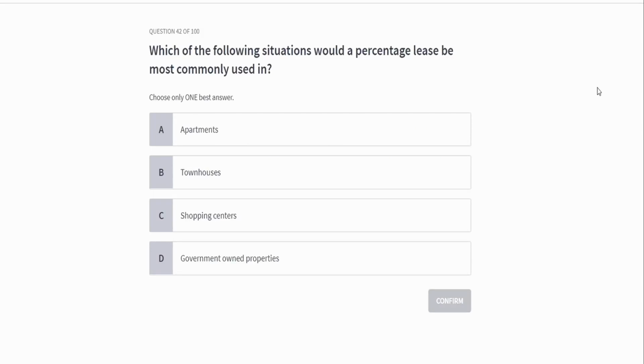Alrighty. All right. So question 42. Which of the following situations would a percentage lease be most commonly used in? Is it A, apartments, B, townhouses, C, shopping centers, or D, government owned properties? So go ahead and think about this one and come up with your answer starting now.